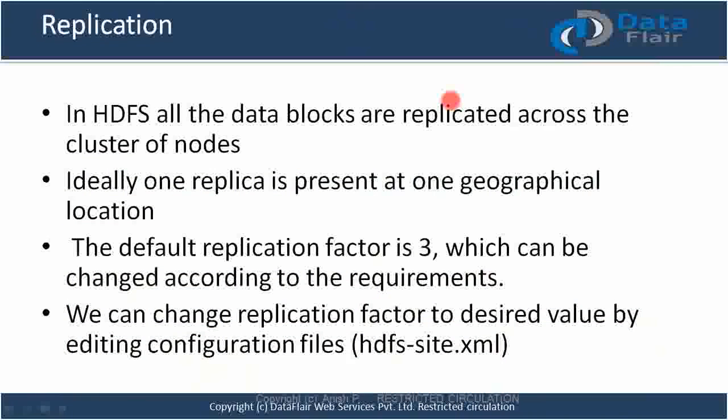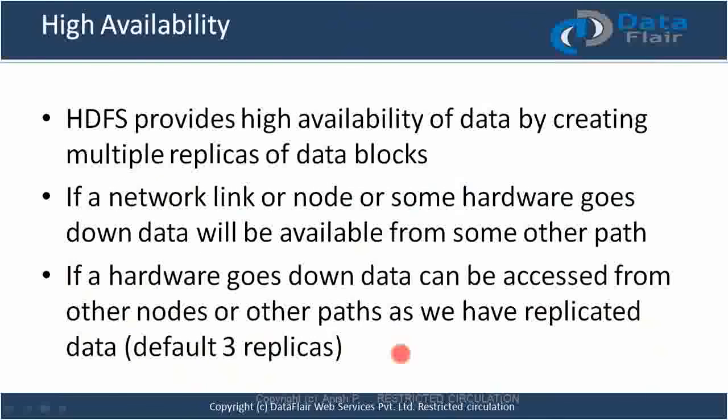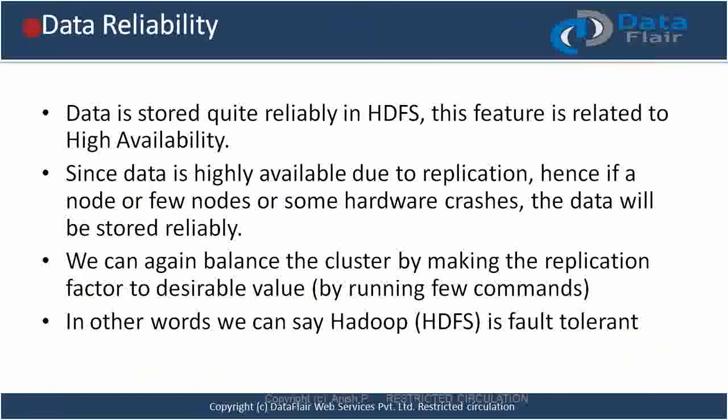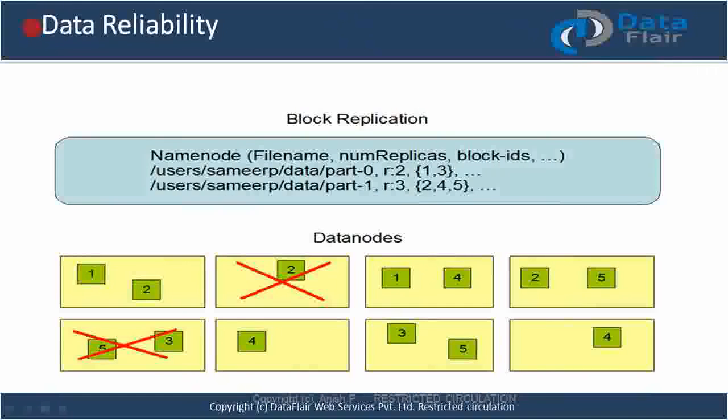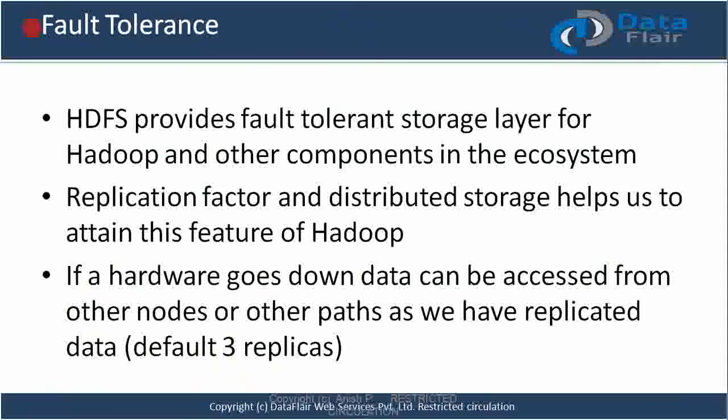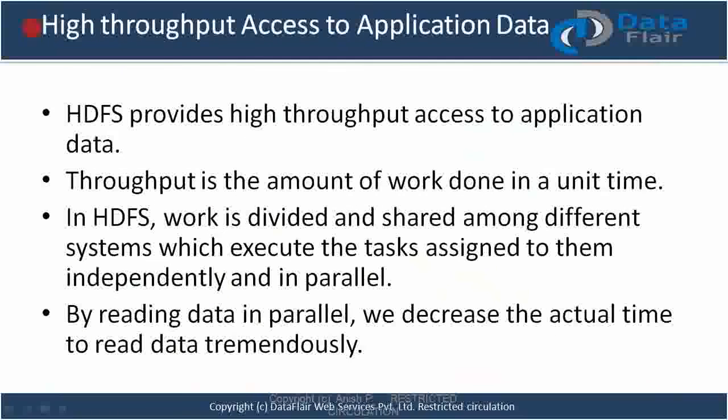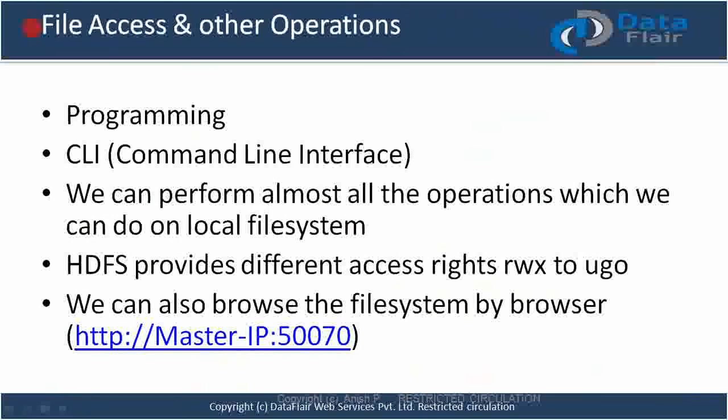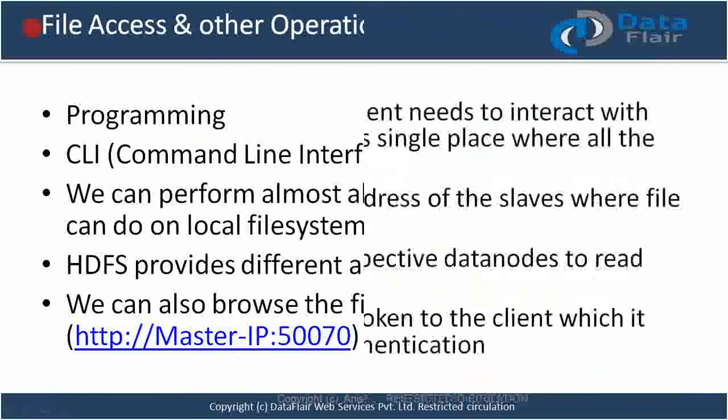In replication we are going to discuss a number of concepts like why replication, where exactly we can set the replication, and what are the different places where replication will go. We can configure and edit the configuration of the replication as well. We are going to discuss high availability in great detail. After that we'll discuss data reliability. Then fault tolerance, scalability, high throughput access to application data. Then we'll see file access and other operations, how we can access the files.